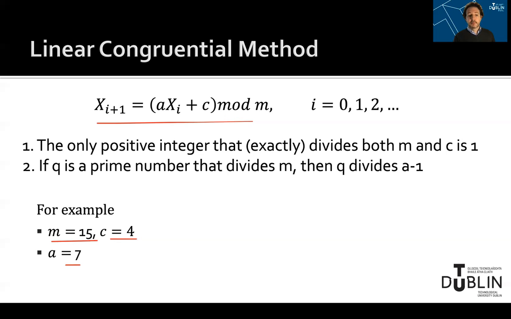A is actually coprime to all of them, but a minus 1, which is 7 minus 1, is 6. 6 is divisible by 3. 15 is divisible by 3, so q is equal to 3 in this example. So let's have a go.